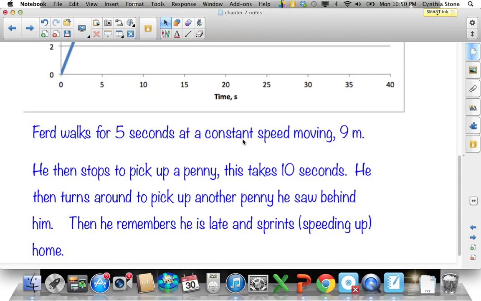Okay, I'll leave this on now so you can keep writing. Then he remembers he is late, and he sprints, speeding up towards home. Okay? So you see his acceleration at the end.